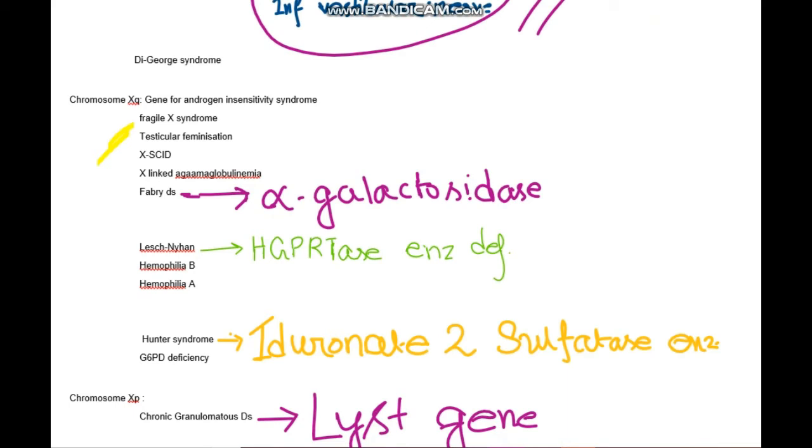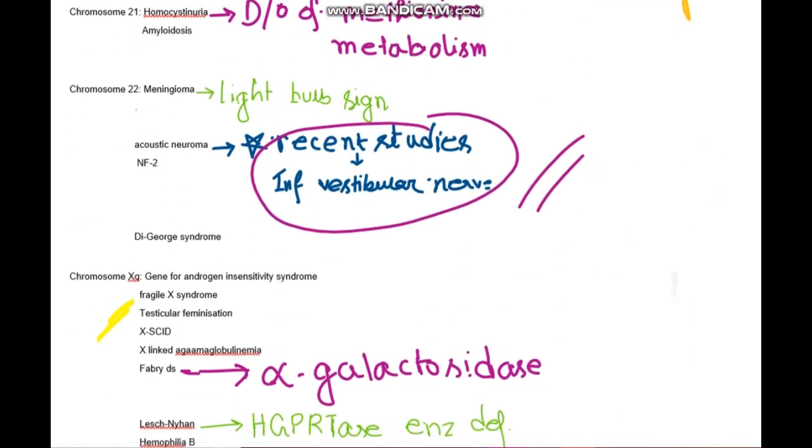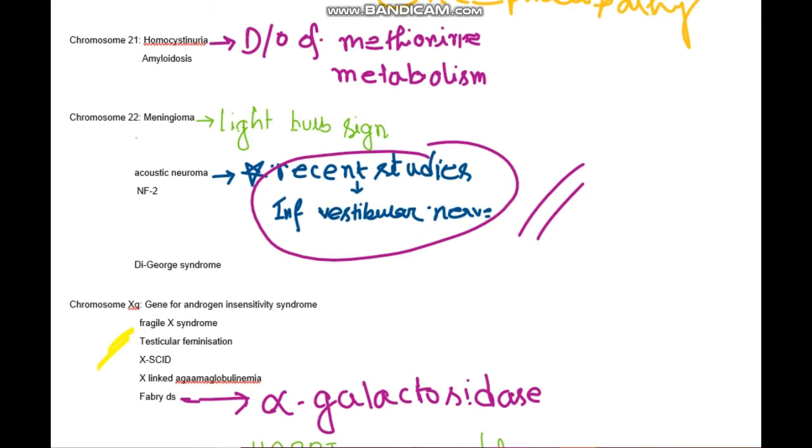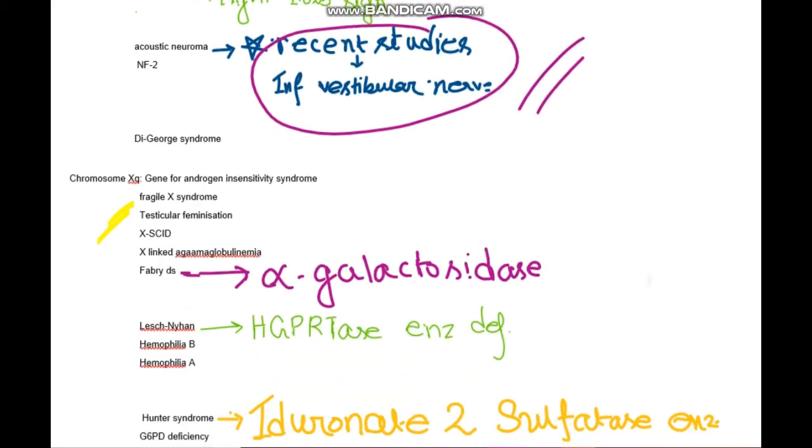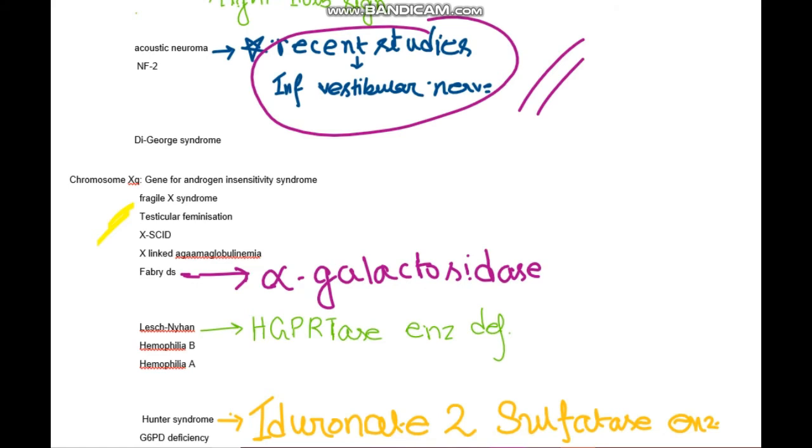And for chromosome X, we have multiple diseases. For the long arm, we have the gene for androgen insensitivity syndrome and fragile X syndrome. If you see in the history that the patient has mental retardation, that is fragile X syndrome. Testicular feminization, SCID, and X-linked agammaglobulinemia.